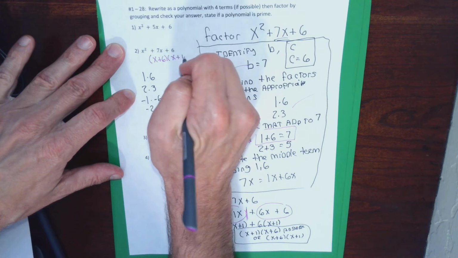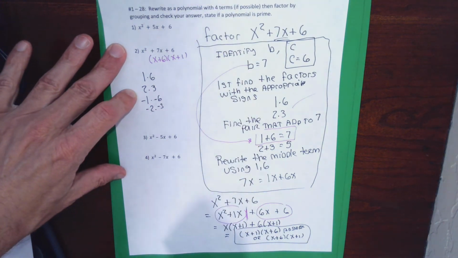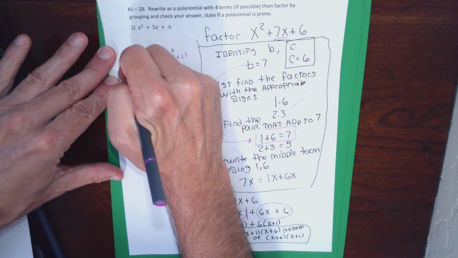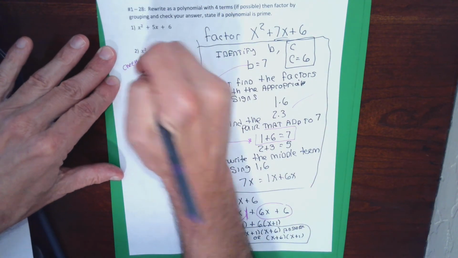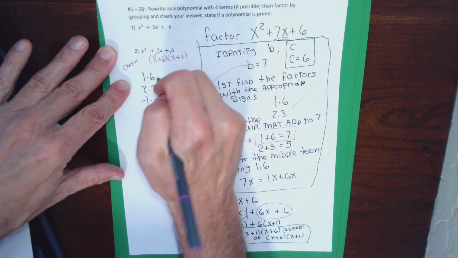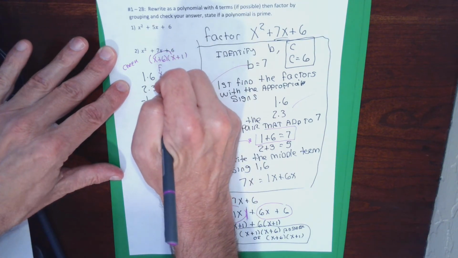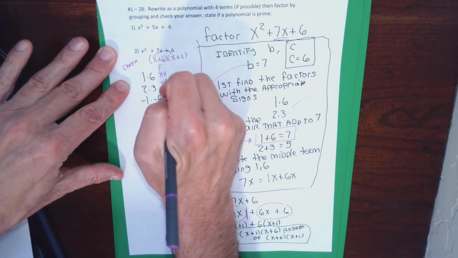So how do I check? I check by foiling. And my foiling needs to simplify to the original problem. So let me foil. Firsts are x times x. That's x squared.